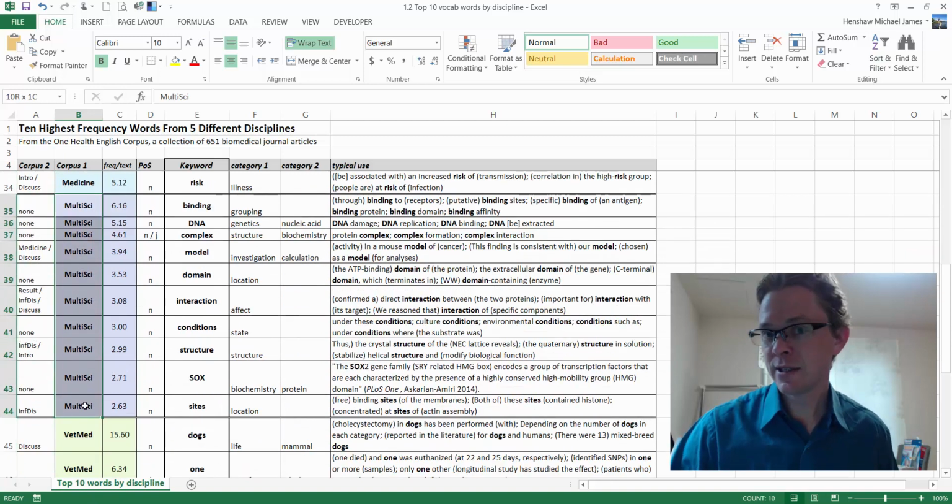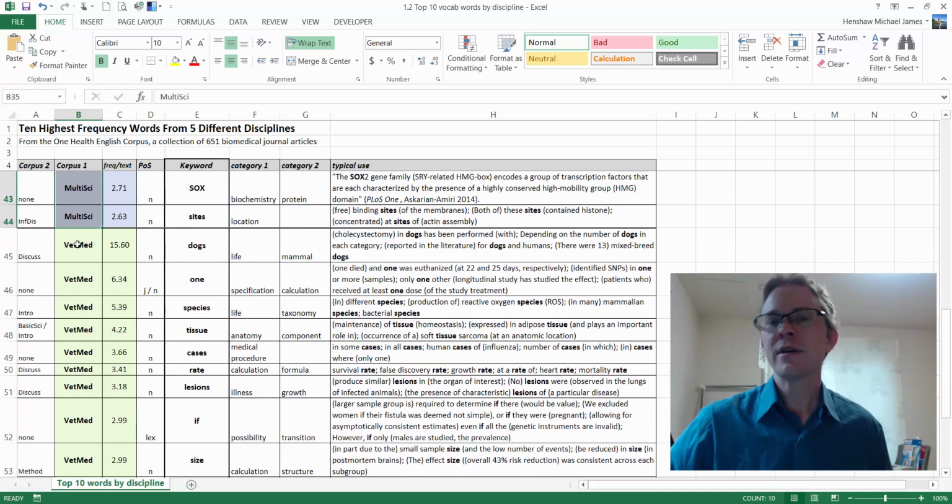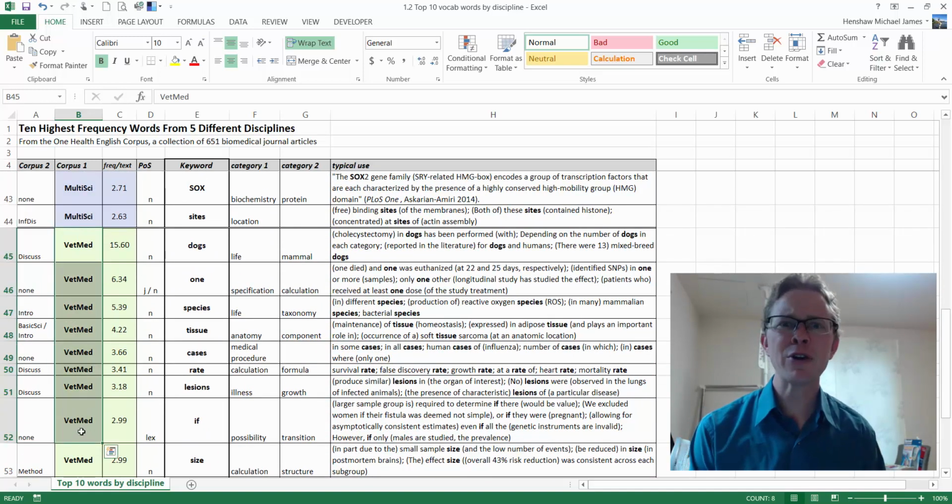Multidisciplinary life sciences. So this is journals like Nature and Science and PNAS, but I didn't select these articles randomly because I didn't want physics and earth sciences in here. So I made sure to take these from life science articles. And finally, vet med and ecology. This is things like veterinary comparative oncology, journal of wildlife biology, veterinary internal medicine, things like that.